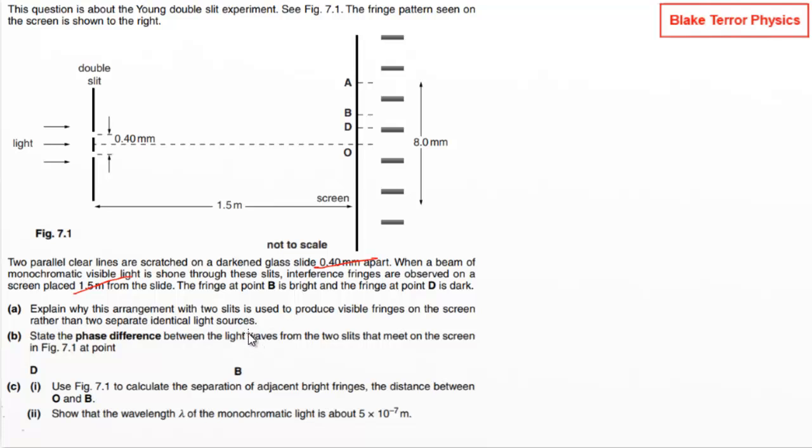Fringe at point B is bright. Yep, okay, so they've marked the dark ones on with these splodges. And they've given us a distance for a spread of these fringes. Right, so there are 3 bits to this. Explain why this arrangement with 2 slits is used to produce visible fringes on the screen rather than 2 separate identical light sources. Right, okay, this throws up some issues.